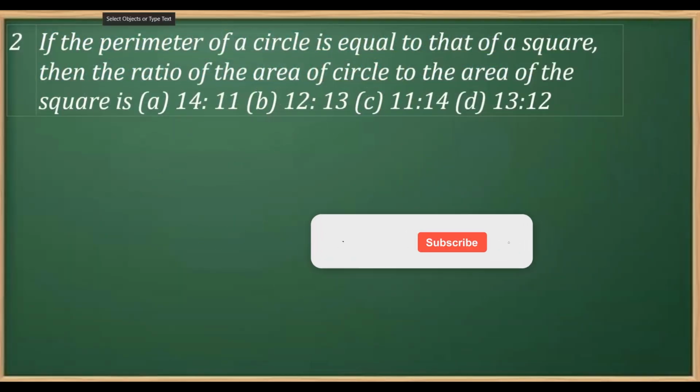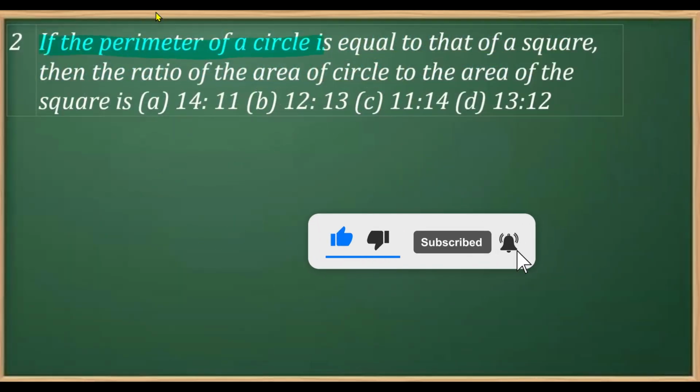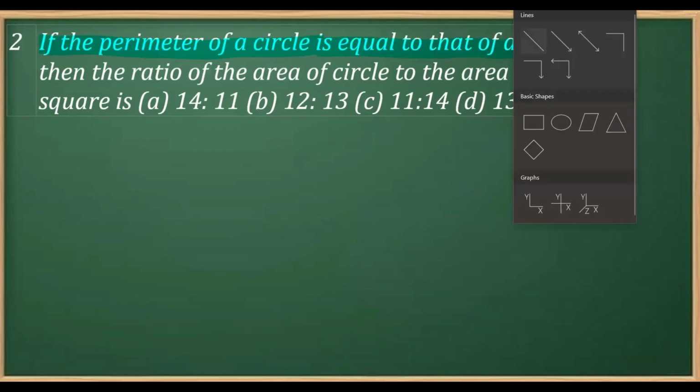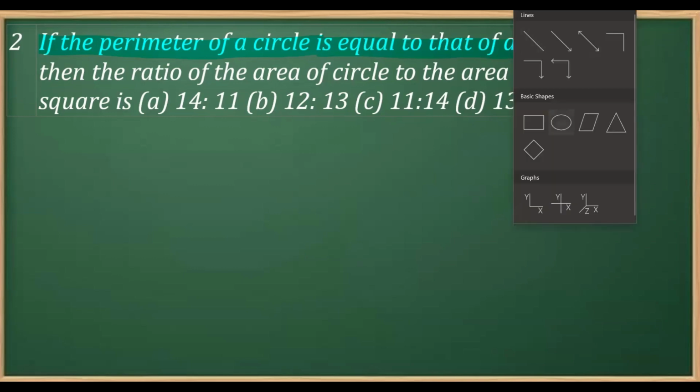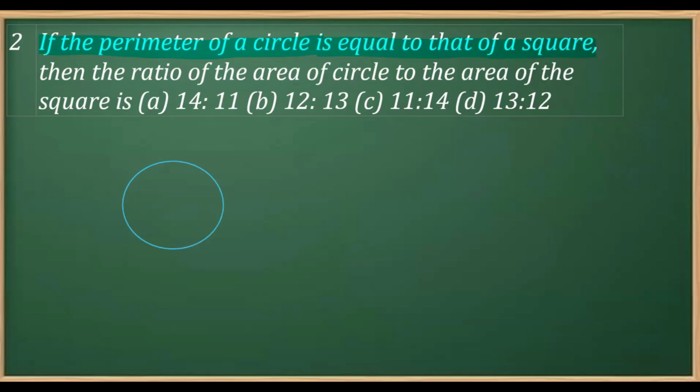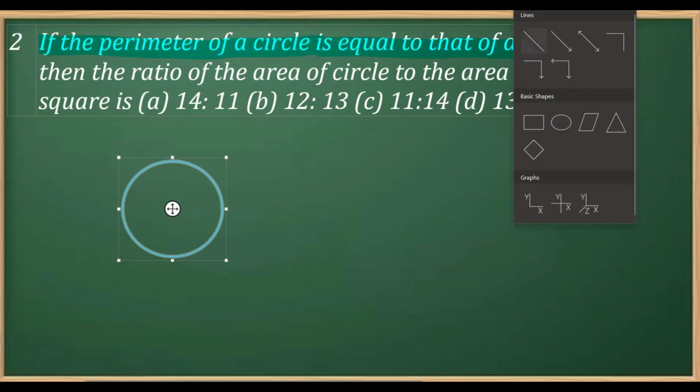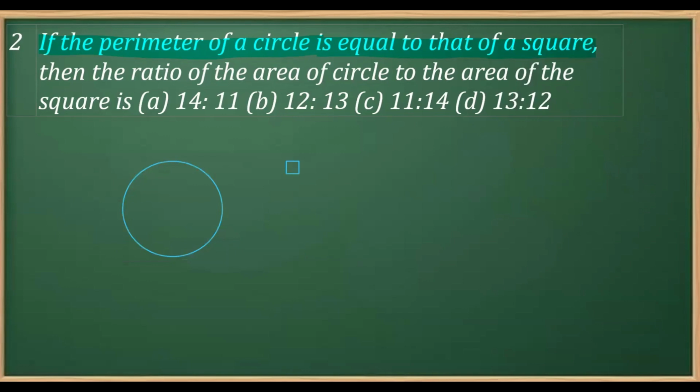Let's move to the next. In the second question, the perimeter of a circle is equal to that of a square. As such, we don't have a perimeter of a circle, we say circumference. Technically, the boundary is called the perimeter, so the circumference would be considered as the perimeter. And this is equal to the perimeter of a square.